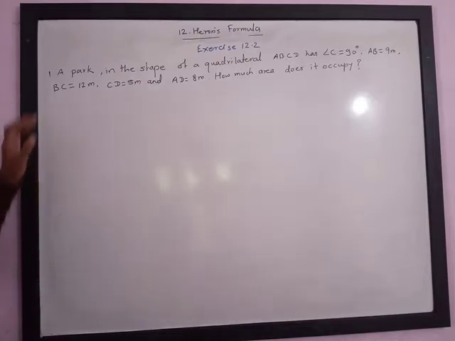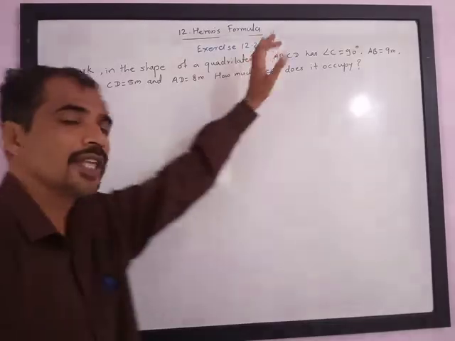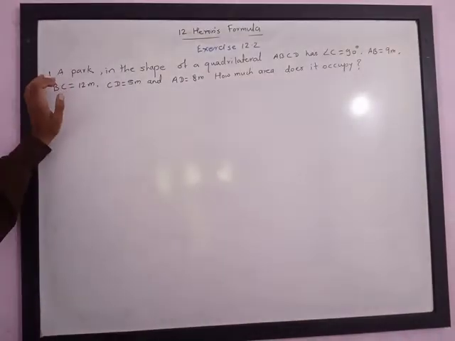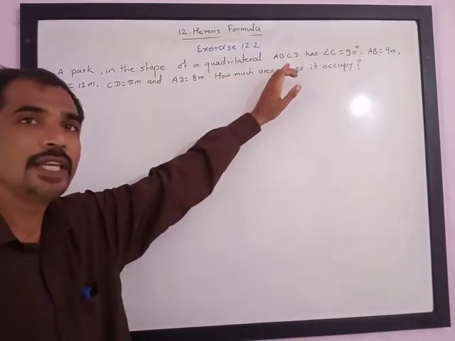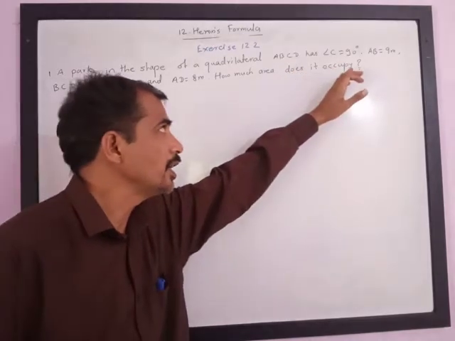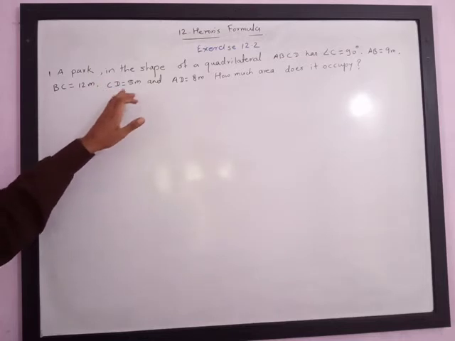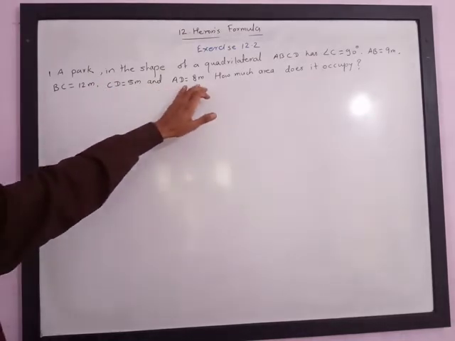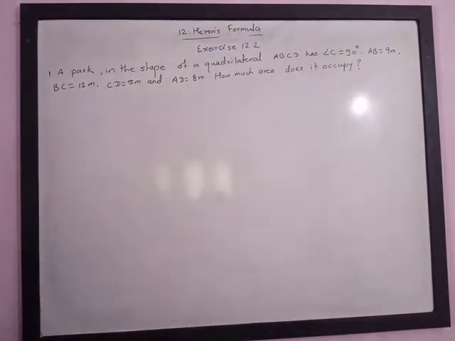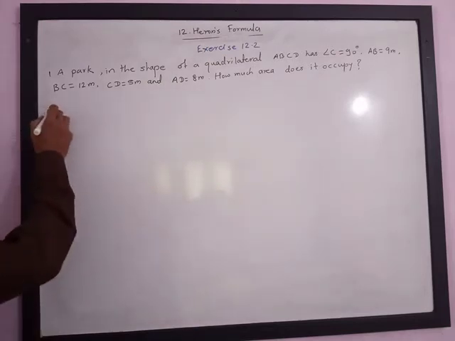Dear students, let us understand the first question from exercise 12.2. A park in the shape of quadrilateral ABCD has angle C equal to 90 degrees, AB equal to 9 meters, BC equal to 12 meters, CD equal to 5 meters and AD equal to 8 meters. How much area does it occupy? So let us first draw the diagram.